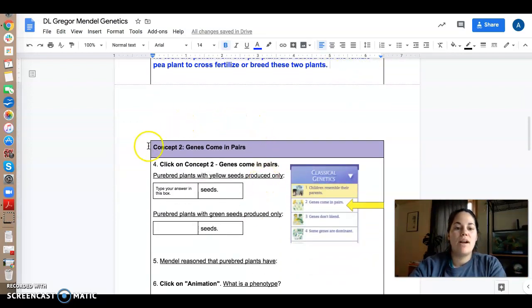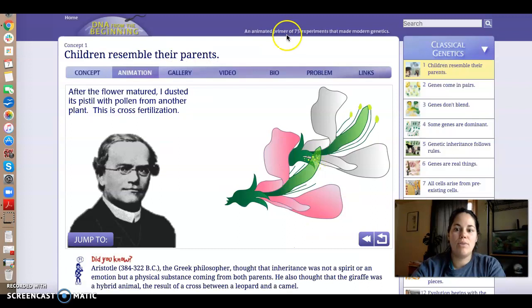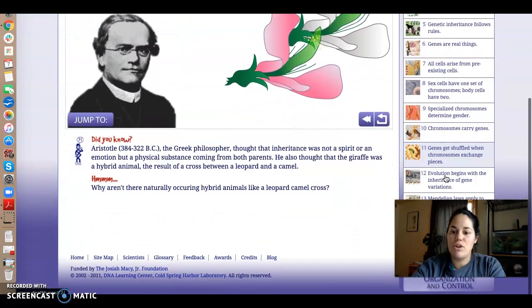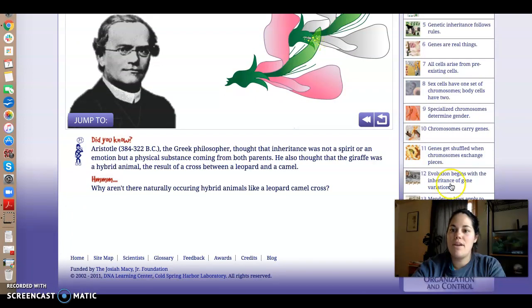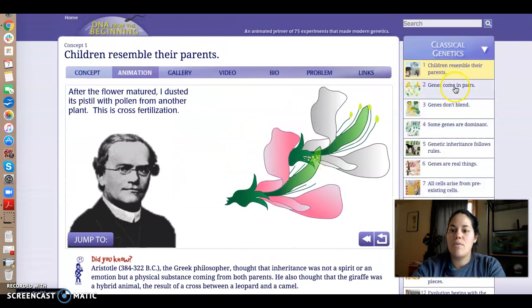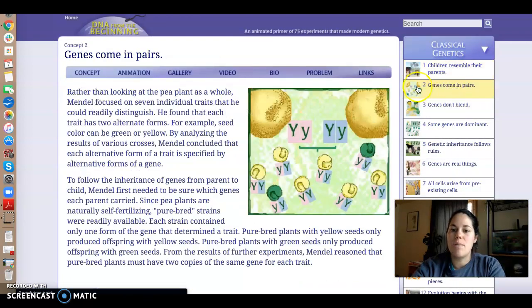So now we're ready to move on to concept 2, genes come in pairs. So to find that, we go back to our website, and we can see on the side here we have a bar that has lots of different concepts. So all told, there are 14 of them. We are only going 1 through 6. So I would then come over here and click on number 2, genes come in pairs.